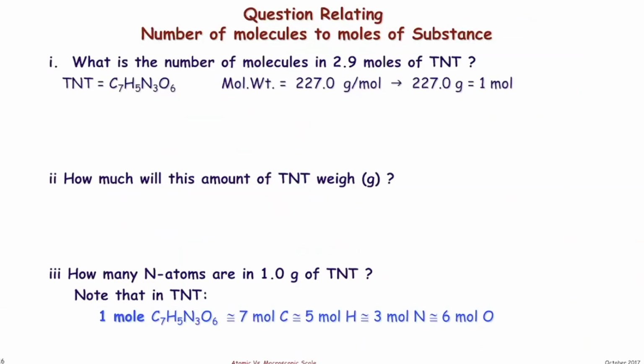Let's take a look at this. What is the number of molecules in 2.9 moles of TNT? So that's the question. You have 2.9 moles of TNT. TNT is trinitrotoluene. It's the main ingredient in dynamite. And I want to know the number of molecules in 2.9 moles of TNT. And then the second question is, how much will this weigh? And the third part is, how many nitrogen atoms are in 1 gram of TNT? It looks pretty daunting, but it's super easy. And here's what I'm going to show you.